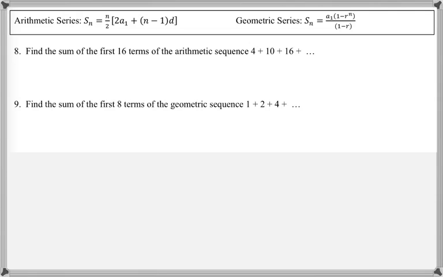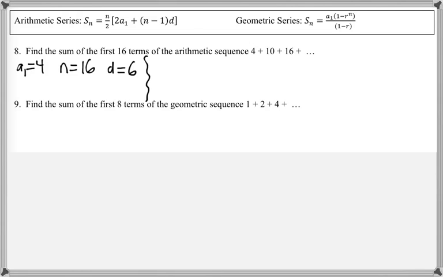Okay, looking at 8, they want us to find the sum of the first 16 terms of the arithmetic sequence 4 plus 10 plus 16. So my first term is 4. My n is equal to 16. And my common difference is 6.